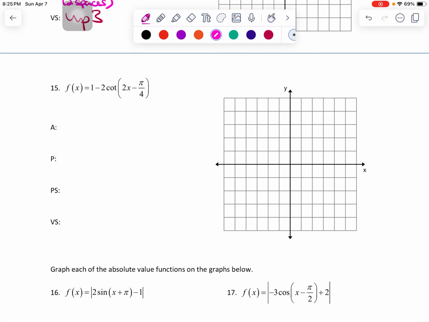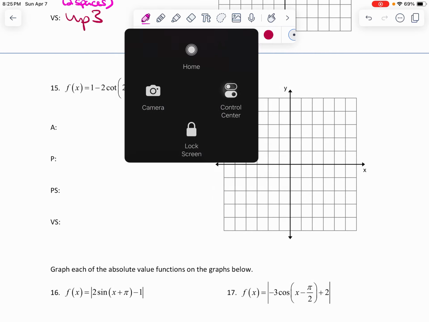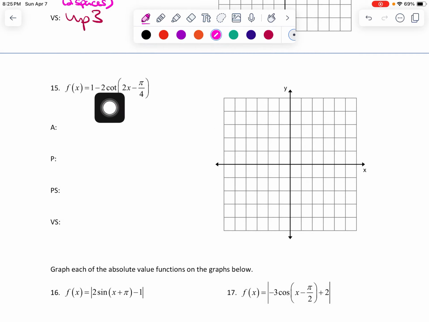All right, let's get into page 5, finish up the graphing. We've got the regular graphing and we've got absolute value on this page. So problem number 15, we have a cotangent graph, and we have to identify all the little bits, parts, and pieces.